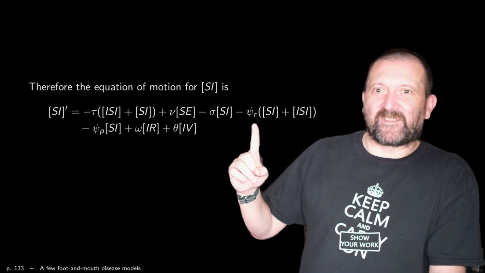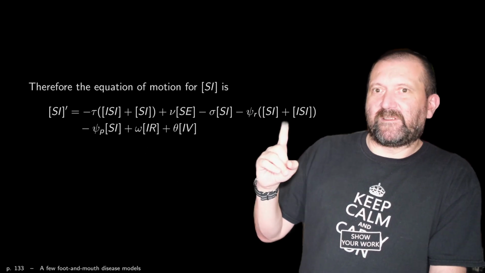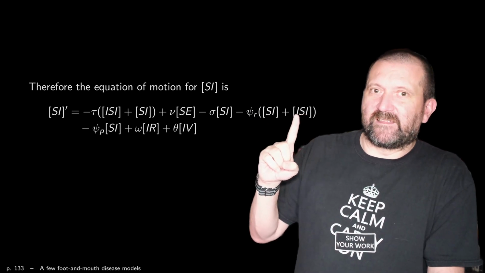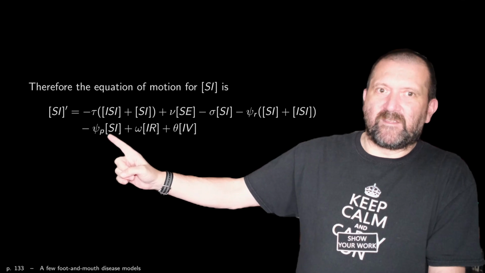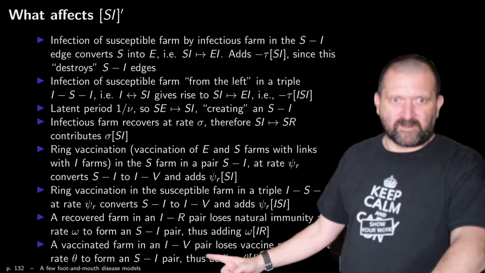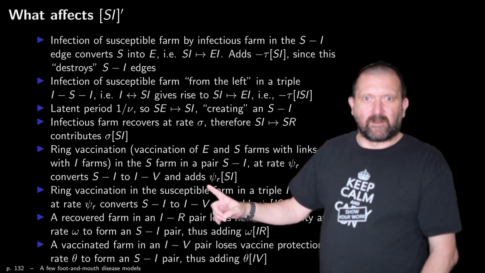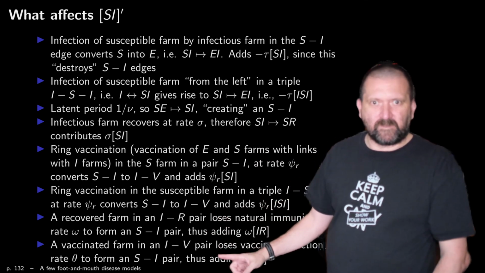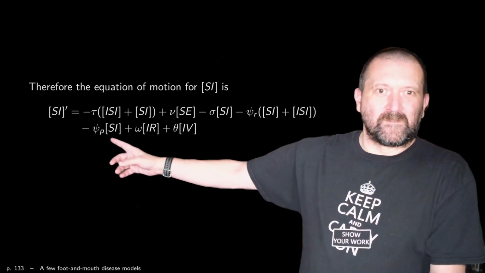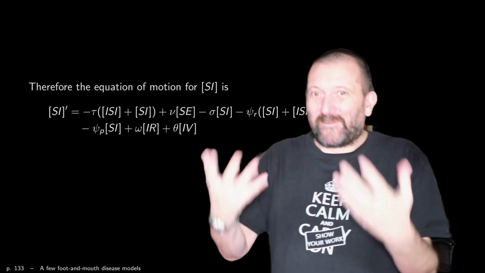And these are ring vaccinations, and you can see the ring vaccinations affect both the SI pairs. I mean, the rate depends both on the SI and the ISI. And then there's the vaccination here. Where is it? Oh, I think no, here. So this is ring. Where's my P? Okay, I've lost my P. This is the other type of vaccination. Okay, but you see the idea.